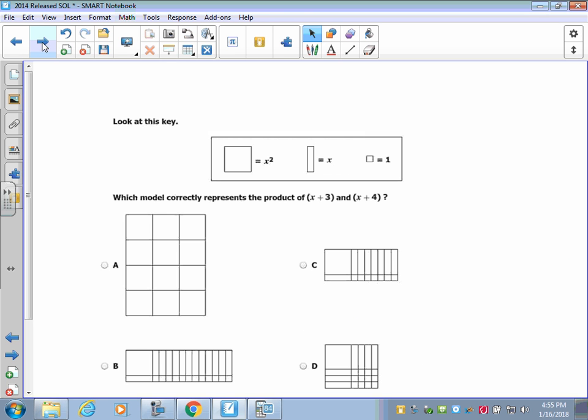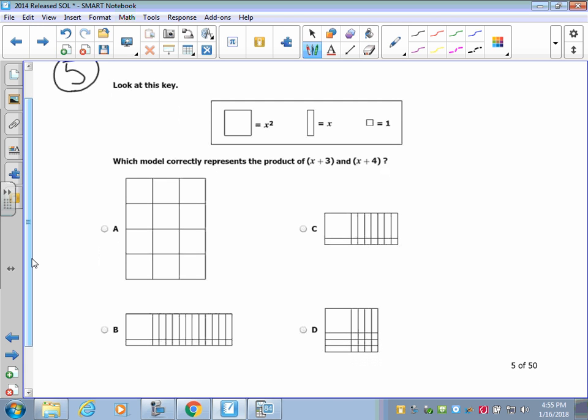So this is going to be the last problem we'll do in this video. This is problem number 5. It says, which model correctly represents the product of x plus 3 and x plus 4? This is one you could probably see pretty easily. So we have 1, 2, 3, and 1, 2, 3, 4. Here we go, 1, 2, 3, 4 over here, and 1, 2, 3. So we have the 3 and the 4. So our answer is going to be D.